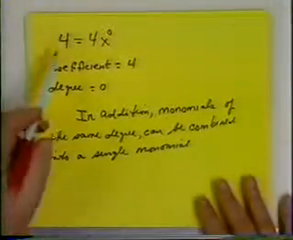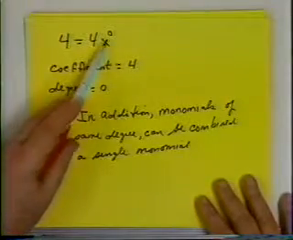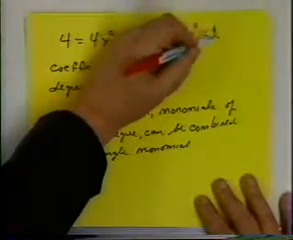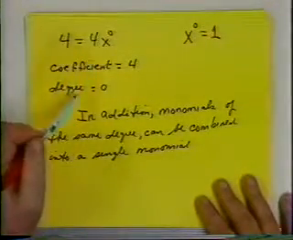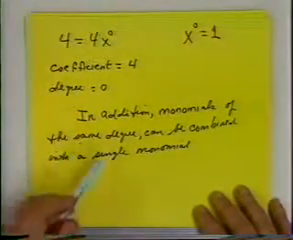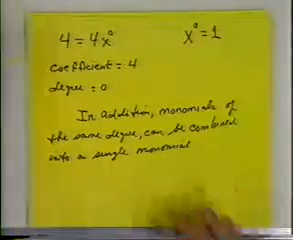And if you have a plain old constant term, remember that a number like 4 can be represented as 4 times x to the 0, because remember that except when x is 0, x to the 0 is defined to be 1. In this case, the coefficient is 4, and the degree is 0. Now, in addition, monomials of the same degree can be combined into a single monomial. What does that mean?